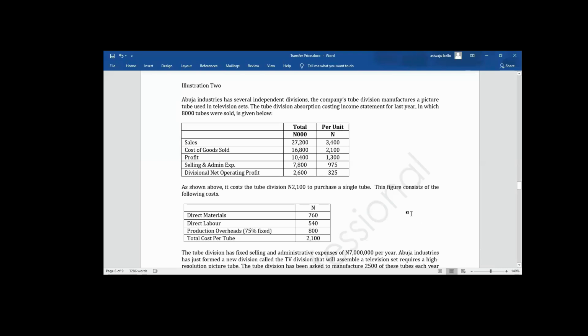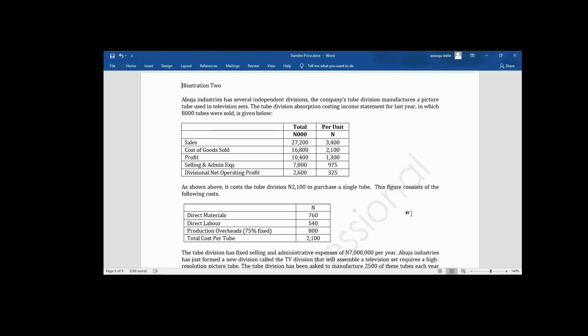Abuja Industries. Illustration 2. Abuja Industries has several independent divisions. The company's tube division manufactures the picture tube used in television sets. The tube division absorption costing income statement for last year, in which 8,000 tubes were sold, is given below. We have our total and we have our cost per unit.